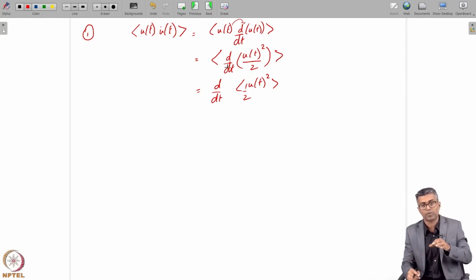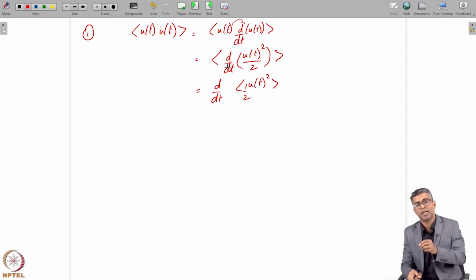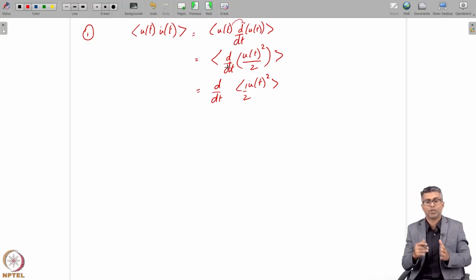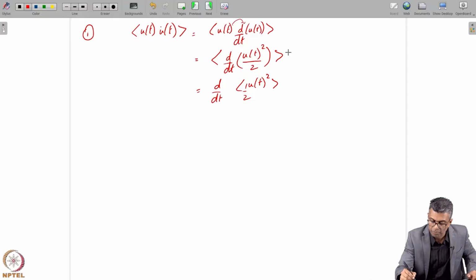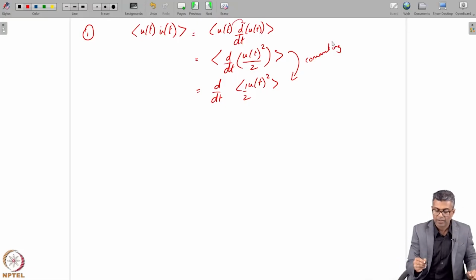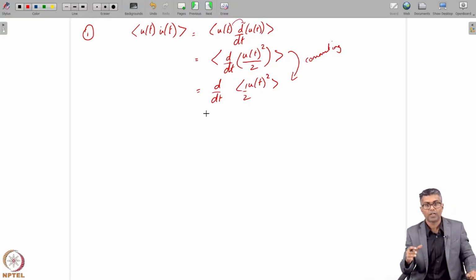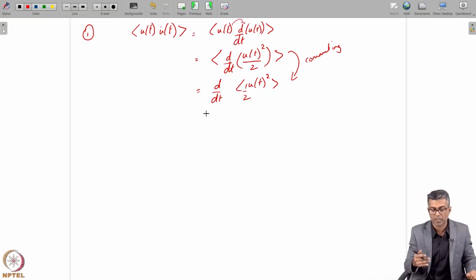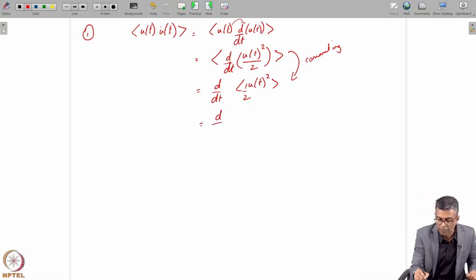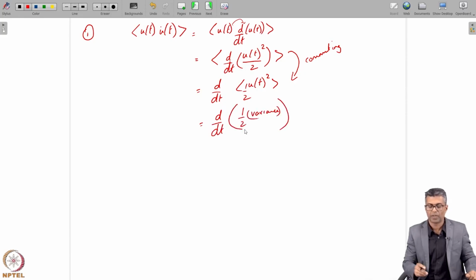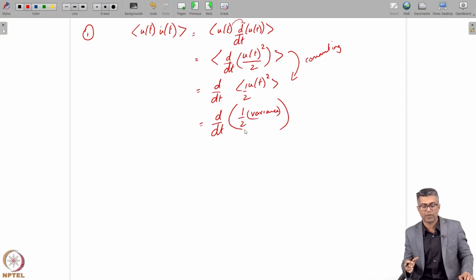So what you're doing is taking the derivative of the mean instead of taking the mean of the derivative. You are commuting, right? So from this process to this process, what happened was a commuting. And then what you have is d/dt of the mean of u(t) squared by 2, which is essentially d/dt of half of the variance, isn't it?